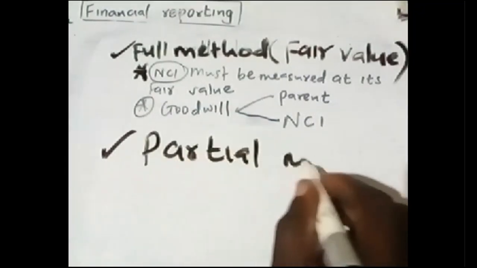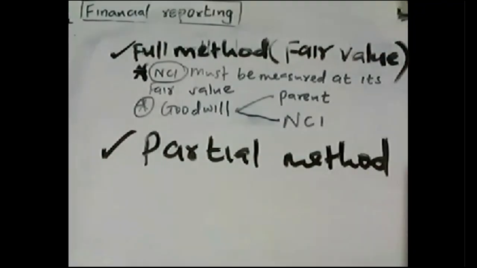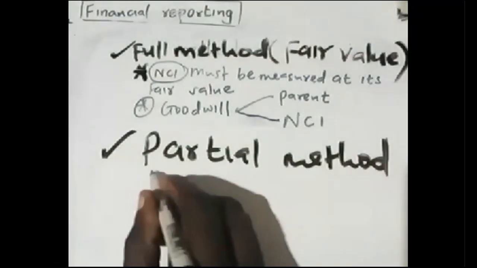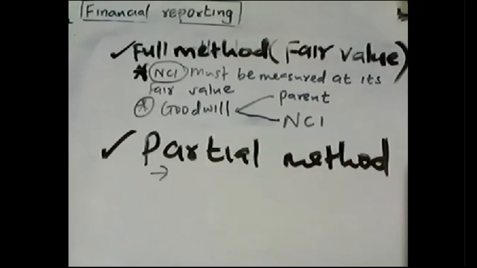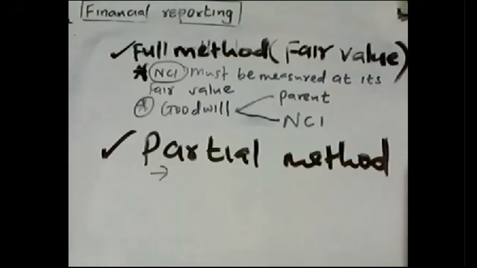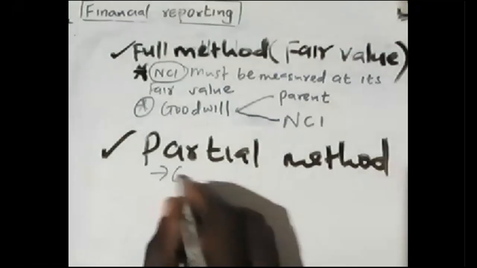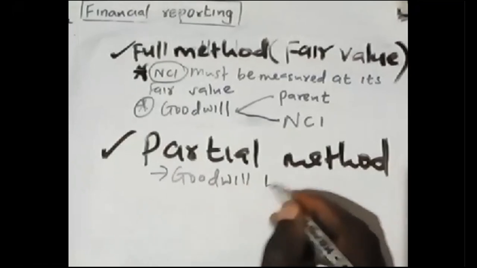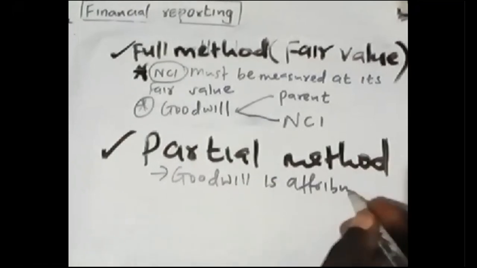Then number two, another method, we call it the partial method. In this scenario, you can't find that you are told the NCI fair value is a certain figure, so the NCI will not be measured at its fair value. This statement will be missing in your question. They can't provide that the fair value of the NCI was this value. Under the partial method, the goodwill is attributable to who?